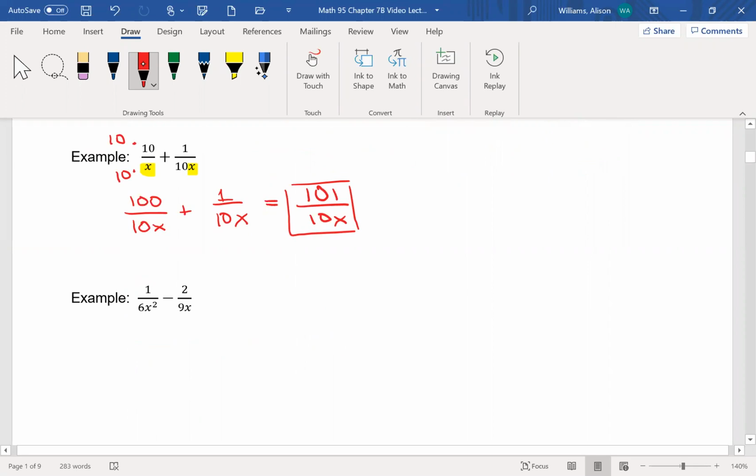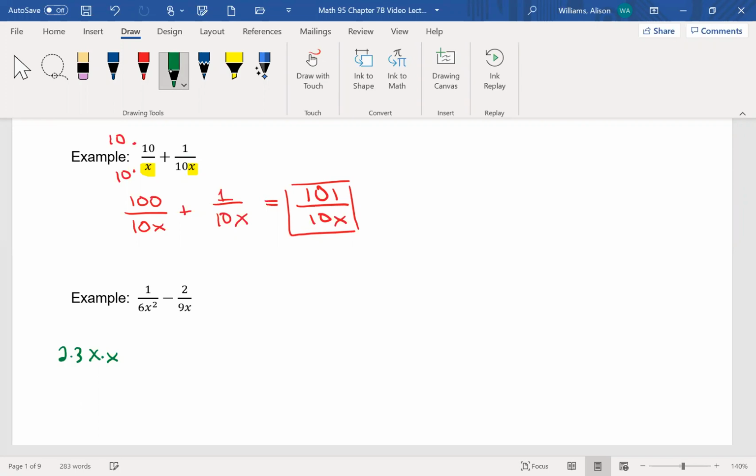We have an x in one denominator, and x squared in the other denominator. And you might remember from when we were doing lowest common denominators, I would break up the x's. So the first denominator is the 6x squared, and 6 is 2 times 3. The 9 is 3 times x. So to get them to be the same, they have an x in common.